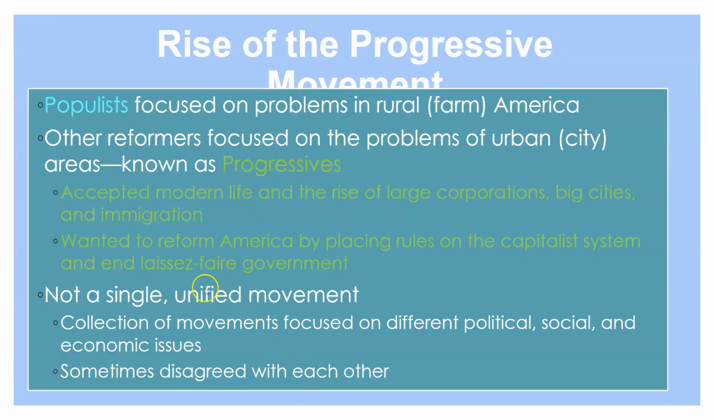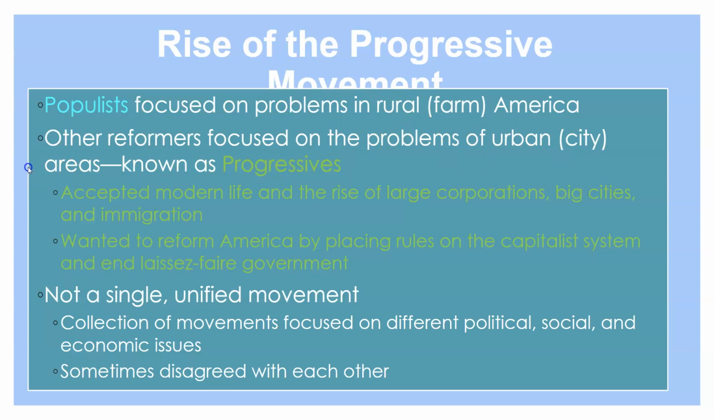So the rise of the progressive movement, again, making progress, trying to move things forward and improving situations. The populist part of this focused on problems with farmers. You see the word farm here, rural. Remember that rural means farms. So populists focused on problems in rural America. Other reformers focused on problems in the cities. Rural and urban, remember, are opposites. Farm and city are opposites.